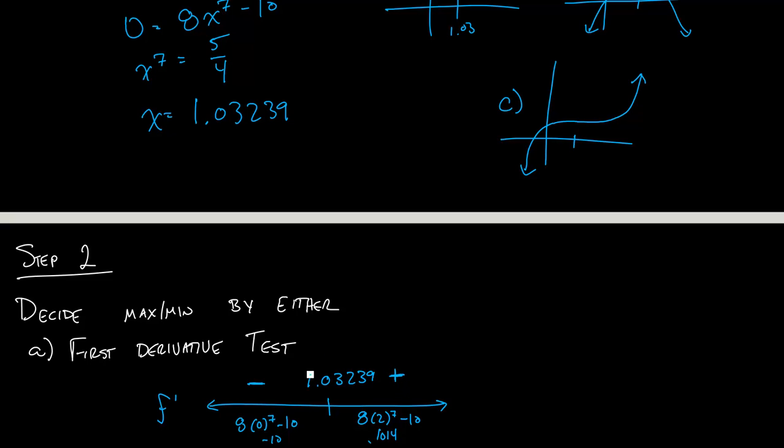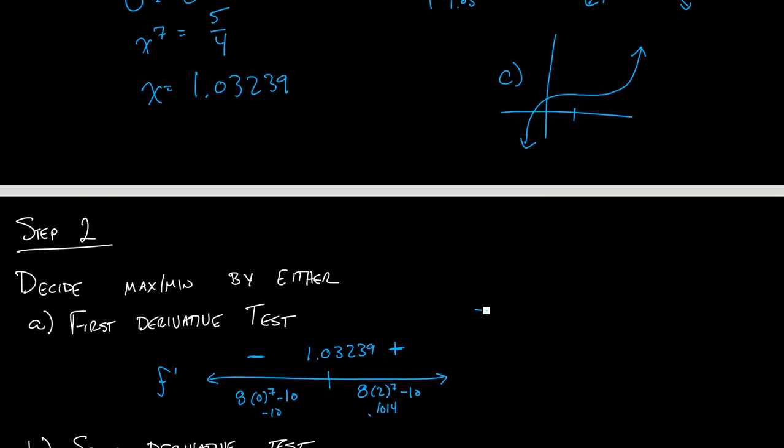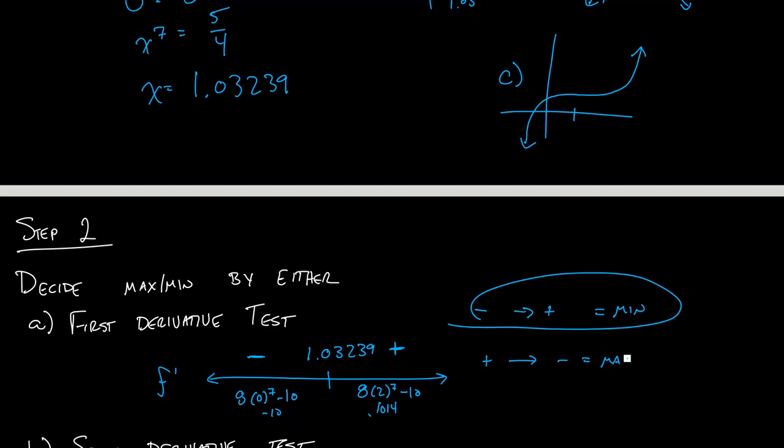So what we just found with the first derivative test is that my graph decreases to 1.03, and then it increases away from 1.03, telling me that 1.03 is a minimum. So negative to positive equals minimum, and that's what happens here. If we had the case positive to negative, that would equal a max. That does not happen here.